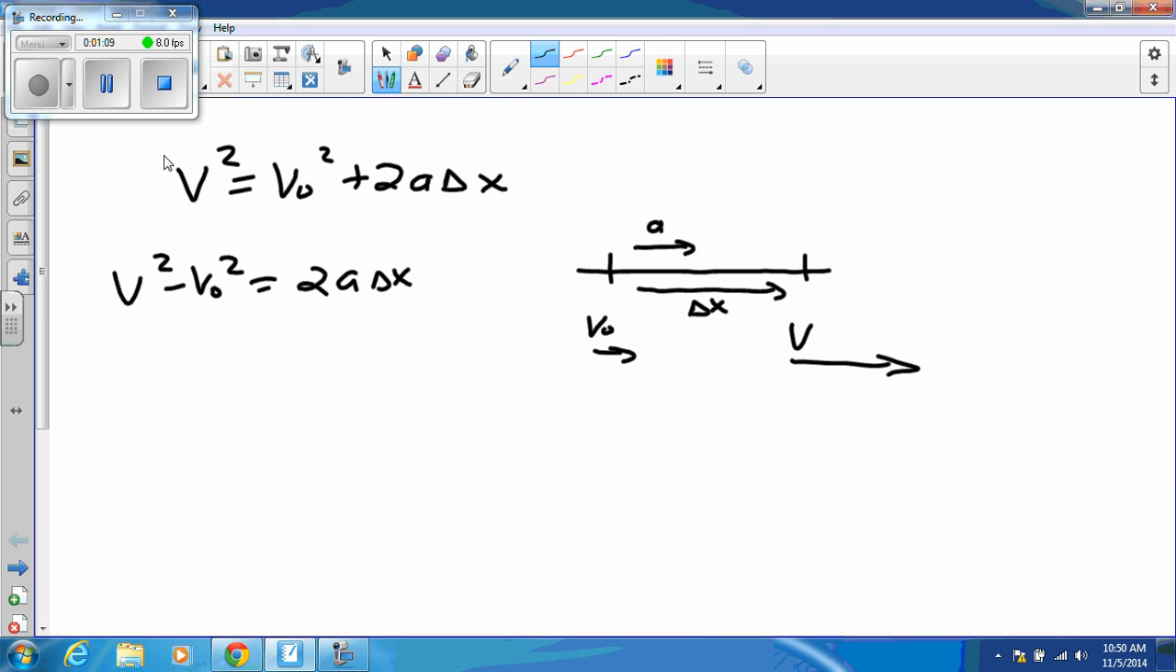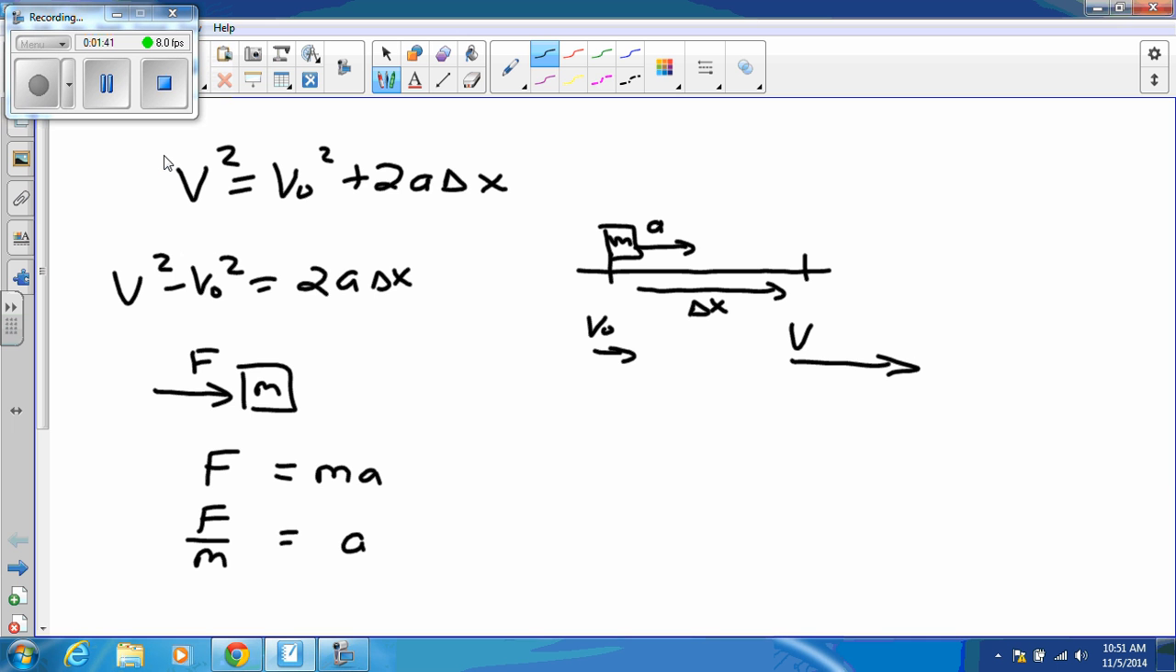Well, suppose that I take the a times delta x and I rewrite it like this. If I ask the question, here is my object with mass m, why is it accelerating? You would be able to tell me, because it's experiencing a force. And so if I have my object of mass m that is experiencing a force, then you would tell me that F is equal to m times a, or in other words, a is equal to F over m.